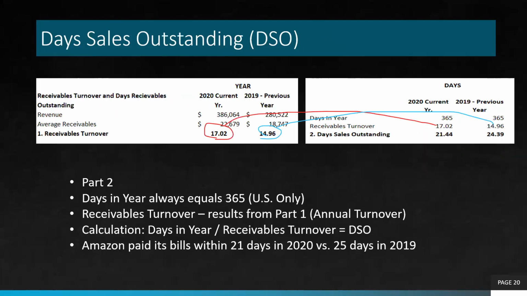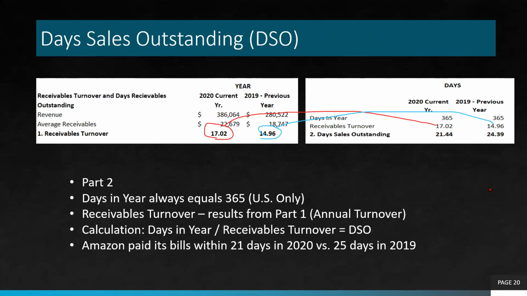Now to do the days sales outstanding, which is the receivables turnover. It's called days sales outstanding, DSO. So again, I have my year and I have my days on this side. I'm using 365. I'm grabbing the results from the receivables turnover and putting that into the days spreadsheet area. I'm grabbing 14.96 and I'm pulling that over into 2019. And I do the calculation of 365 divided by 17.02, which comes out to 21.44 versus 24.39.